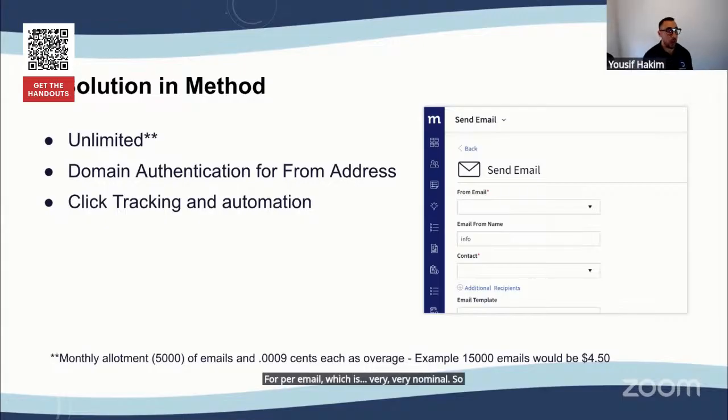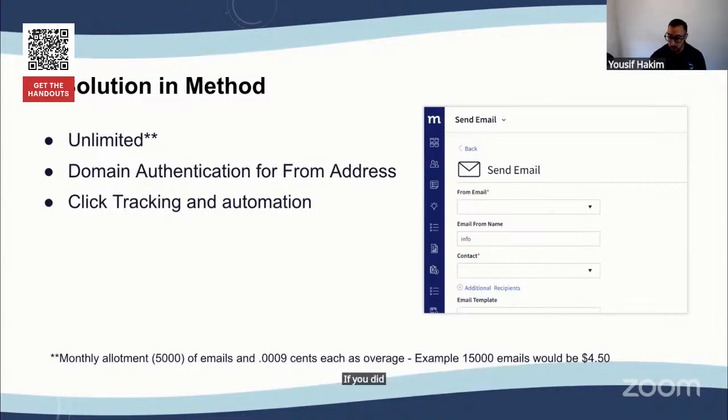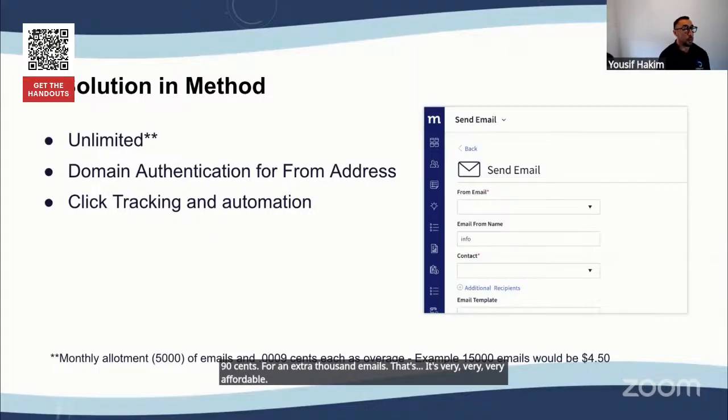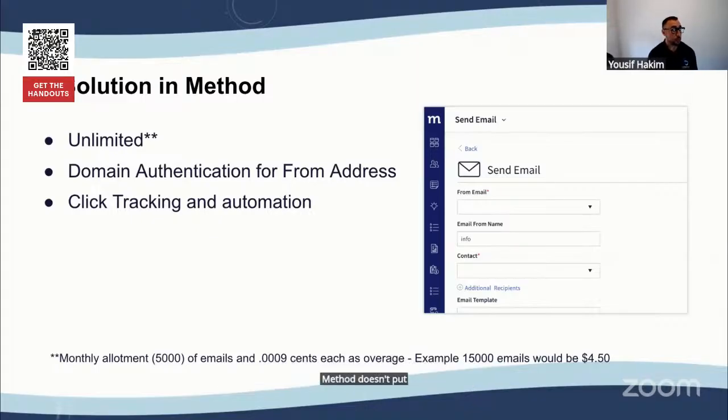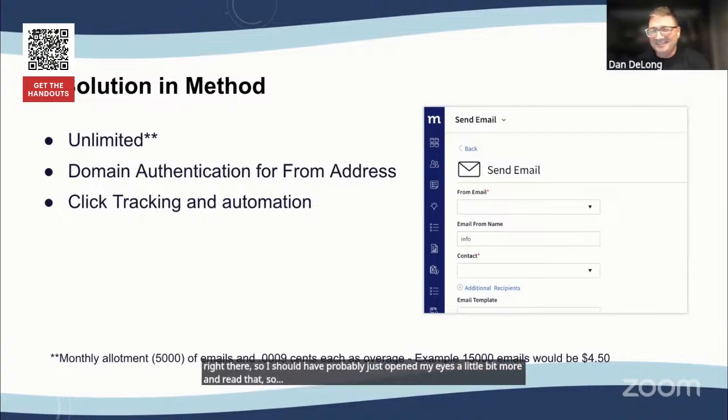I don't even know what the math to that would be if you want to add an extra 1,000, right? If you did an extra 1,000 at 0.009, it's an extra 90 cents for an extra 1,000 emails. It's very, very affordable. So Method doesn't put a limitation on that. Oh, and I see there was an example right there. I should have probably just opened my eyes a little bit more and read that. So I apologize.